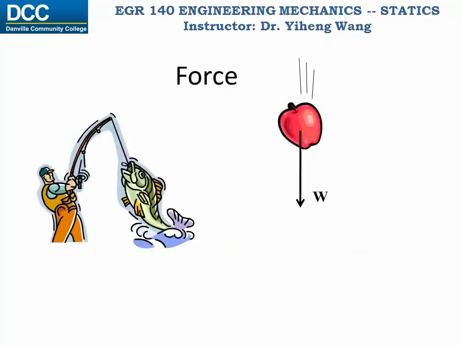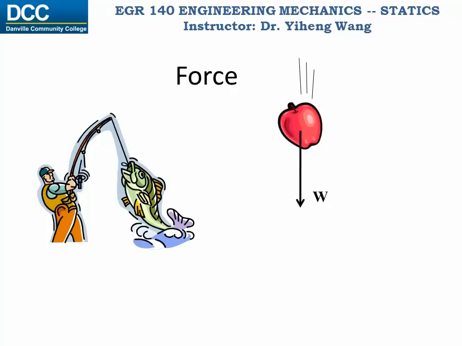The concept of force characterizes the action and reaction between two bodies or systems. There could be contact between the two bodies, like in the image on the left, or there could be no contact. For example, as shown on the right, weight is the gravitational force exerted by the Earth to the object, and no contact is necessary.